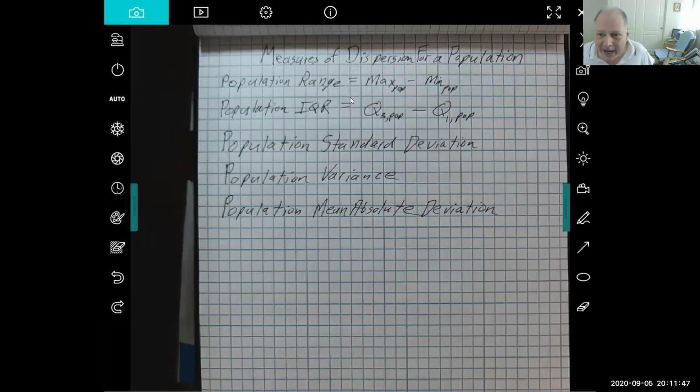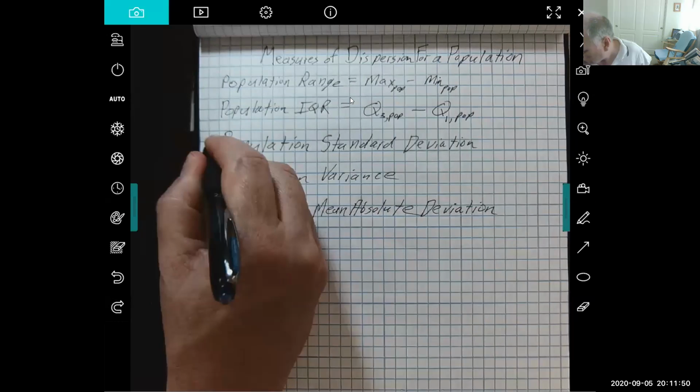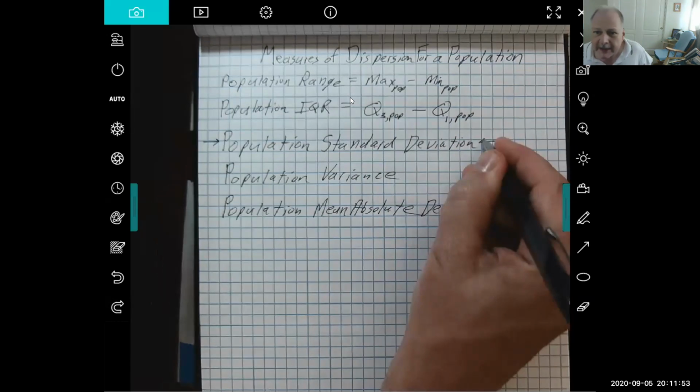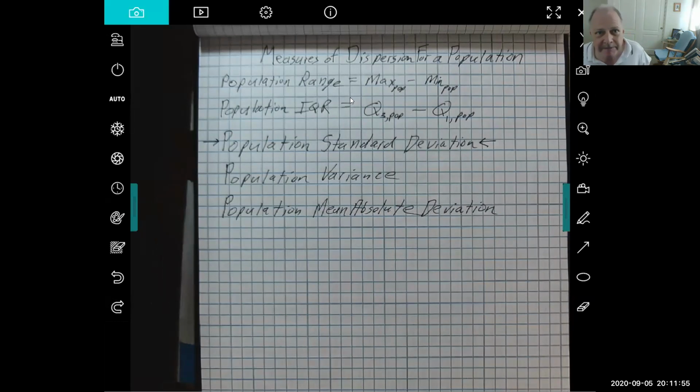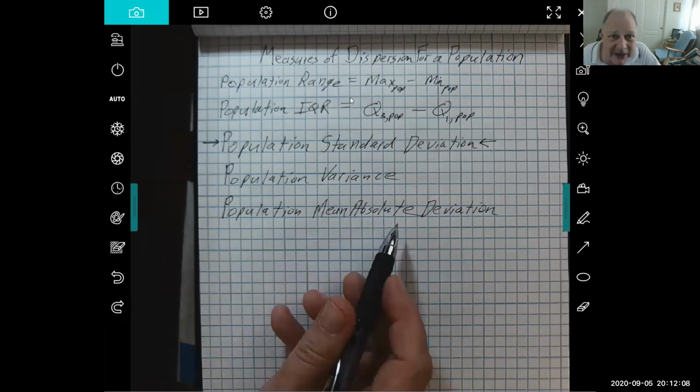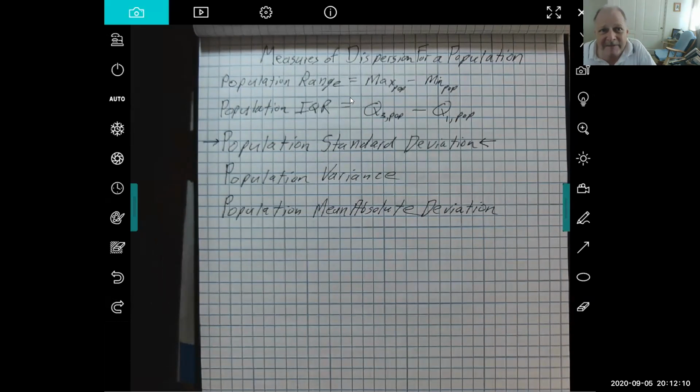And the one we're really after is this one, the population standard deviation. But for teaching reasons, it's just easier to build up to that. And so I'm actually going to start with this population mean absolute deviation because it's easy to understand, and it's almost the same thing as the standard deviation. The numbers come out pretty close most of the time. So it'll give you a concept for what it is we're talking about.